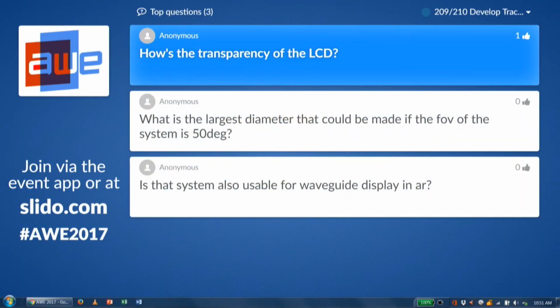How's the transparency of the LCD? Currently, this is a challenge for us. We currently have around 80% transparency. We're targeting around 95% transparency.